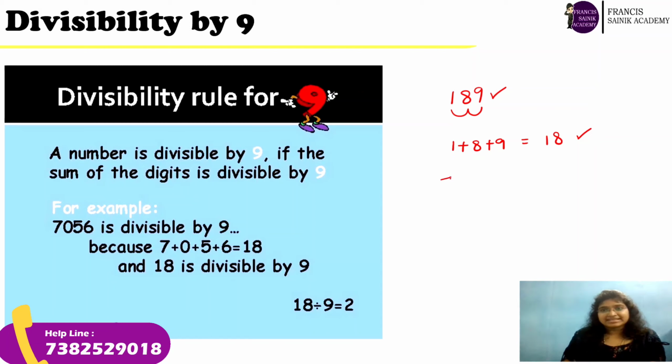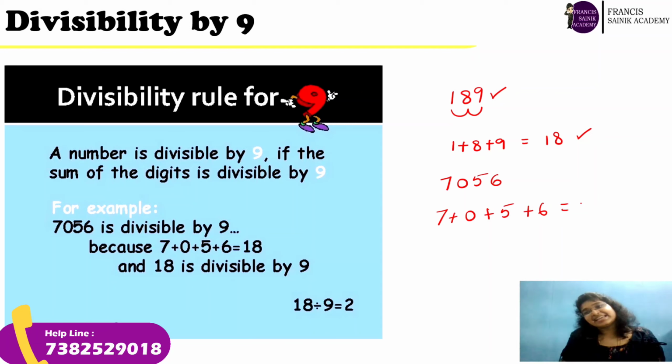So one more example. 7056. So start adding it. 7 plus 0 plus 5 plus 6. What is it? 7 plus 0 is 7, 7 plus 5 is 12, 12 plus 6 is again 18. So 9 twos are 18. So 7056 is also divisible by 9.